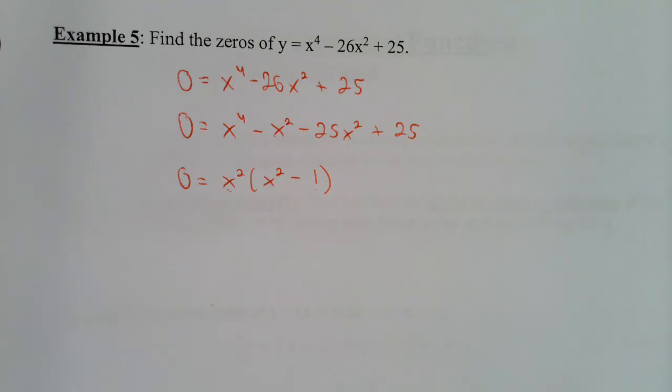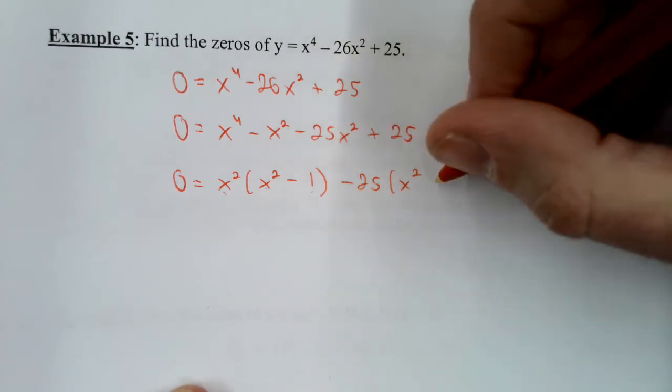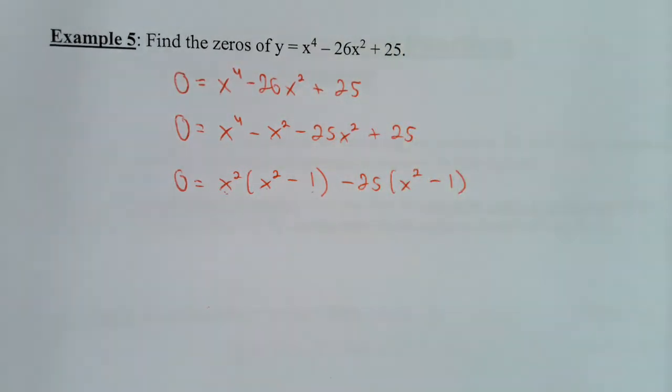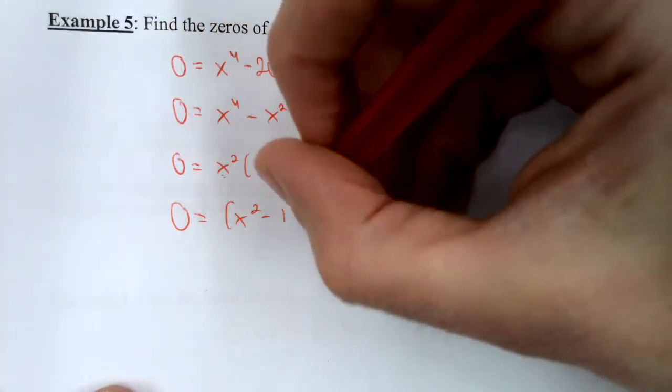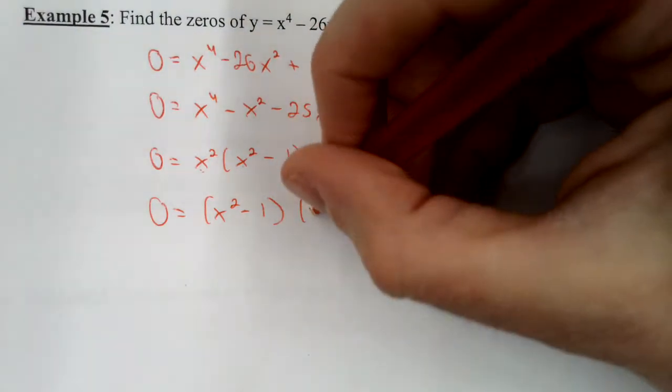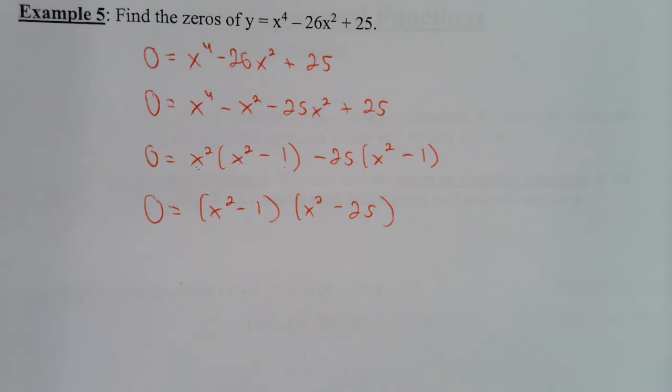The second group has a GCF of negative 25, which will leave me with x squared minus 1 in parentheses. Notice how the parentheses match. So you factor that out to the front. Everything left over, in this case x squared minus 25, comes in the second set of parentheses.